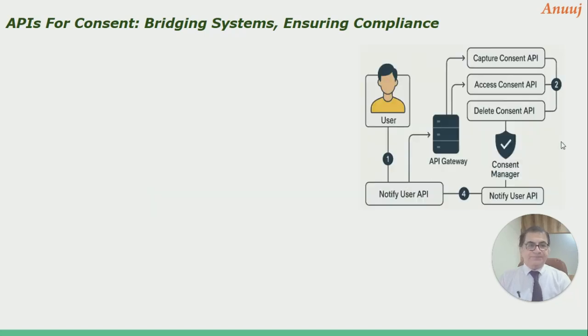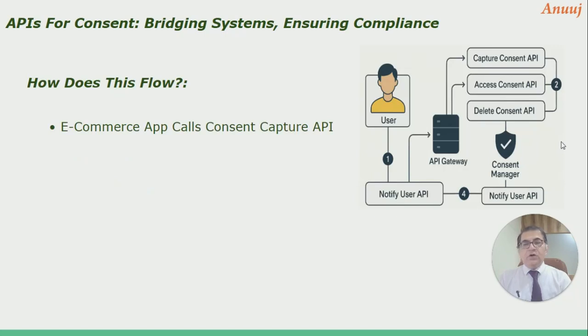How would they work? E-commerce app, it calls the consent capture API, picks up a consent. Any user or any partner who is selling on that app or buying on that app, the customer, so the customer would not be involved here, but there could be sub-agents and distributors and the partners, of course. They need to check and get notified.